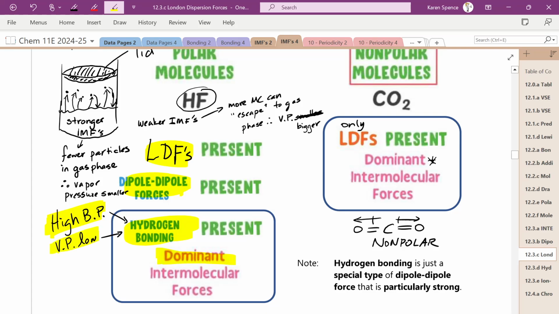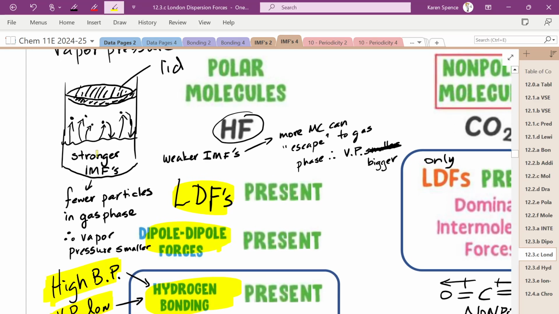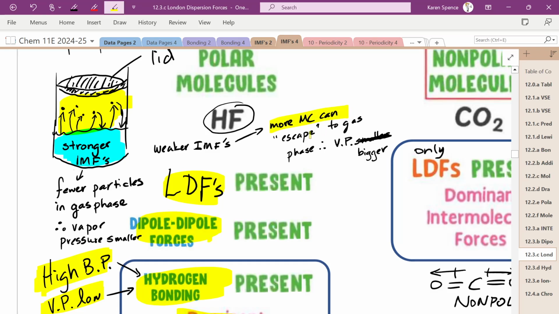A low vapor pressure, because vapor pressure: the stronger the IMFs in the liquid, the fewer gas particles can escape into the gas portion up here. And the fewer gas molecules there are, the lower the vapor pressure. So if we have something that has strong IMFs, the vapor pressure will be low. Now, if we have weaker IMFs, more molecules can escape to the gas phase, so the vapor pressure will be bigger. So we'll have more gas molecules in the same amount of space.